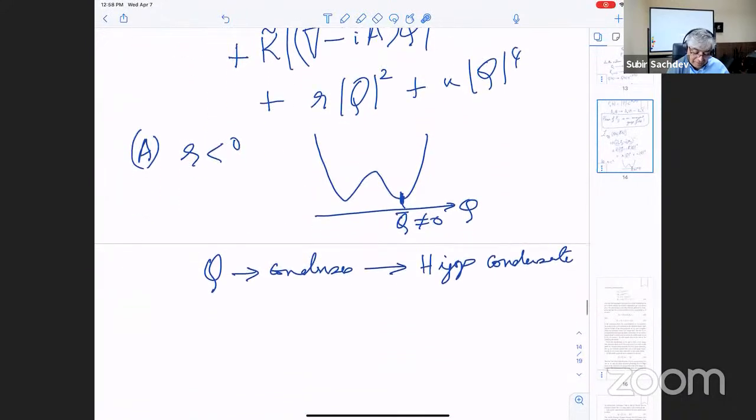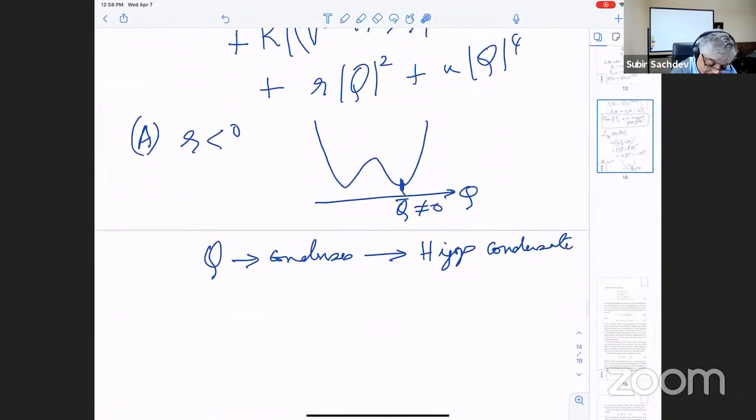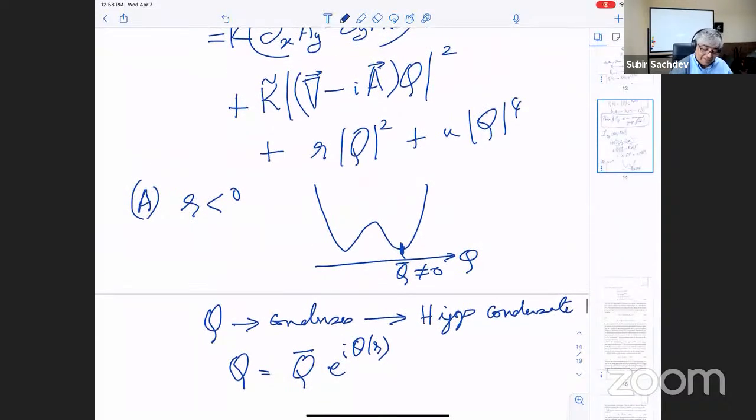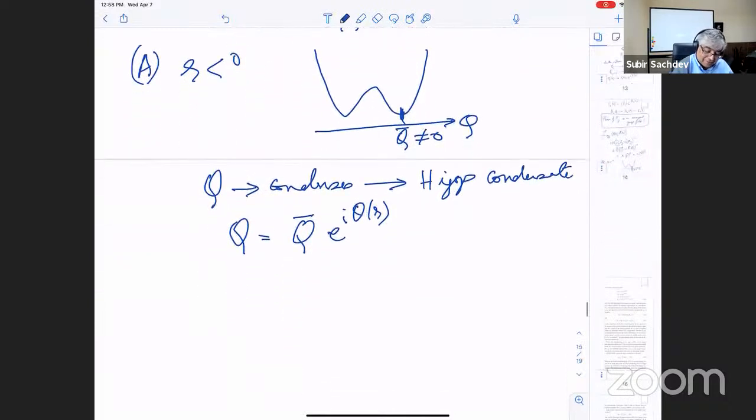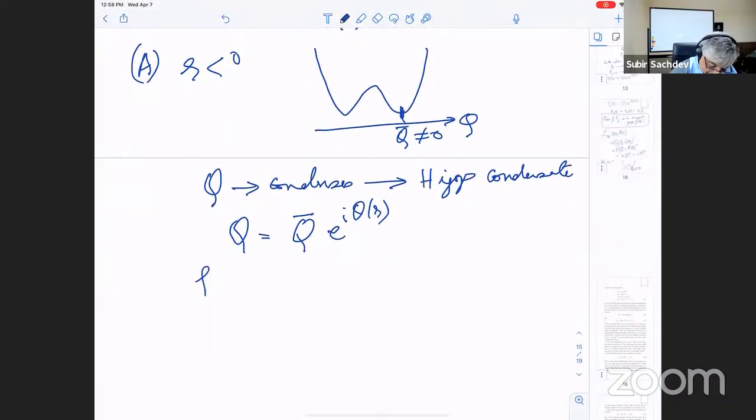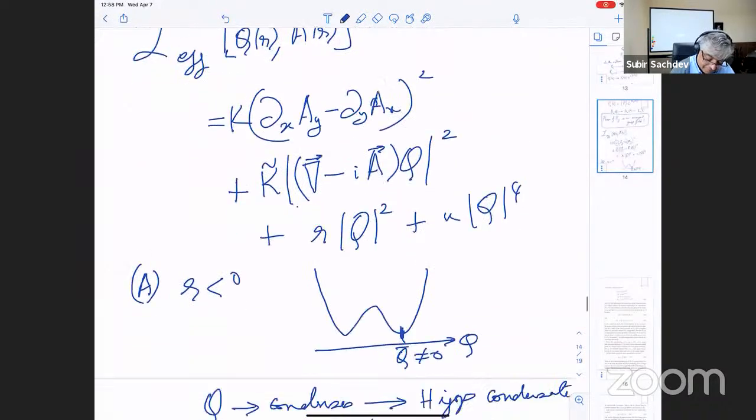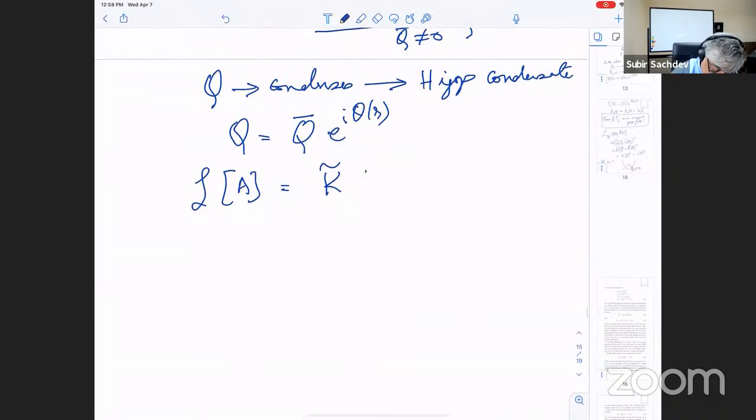Now, what does this mean? Once Q bar is condensed, you can write Q as Q bar times e to the i theta of r. You just look at the phase fluctuations of theta. When you plug this in here, what is the action for the gauge field? L of A has a term which is K tilde. If you put this expression into this gradient term, it becomes (A minus grad theta) whole squared times Q bar squared.